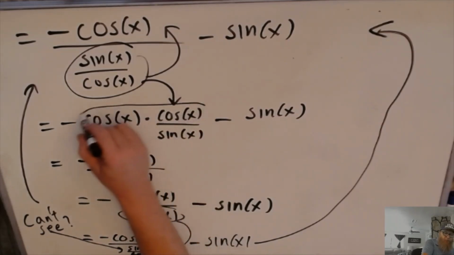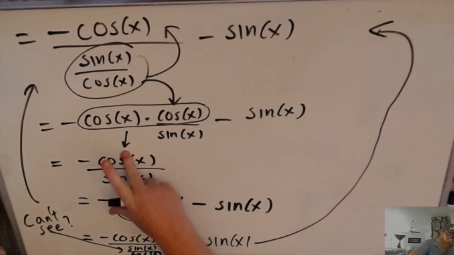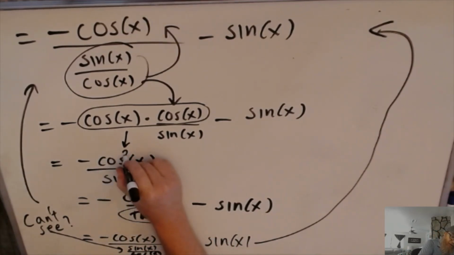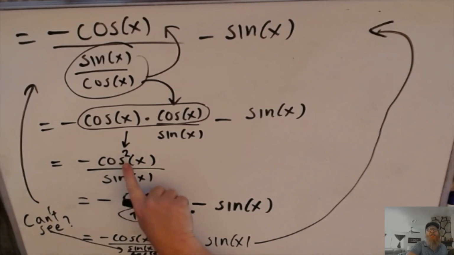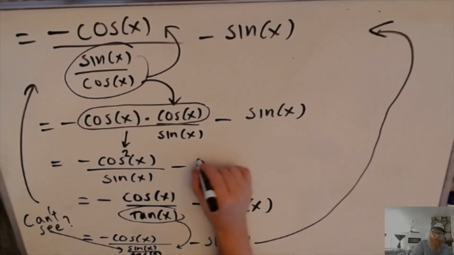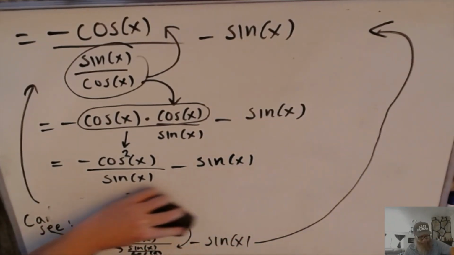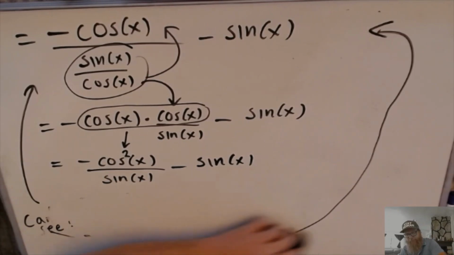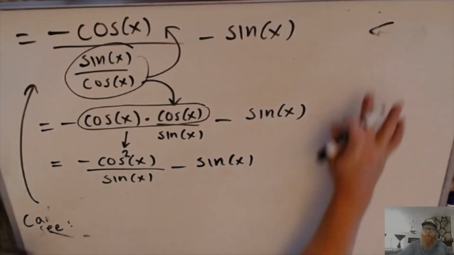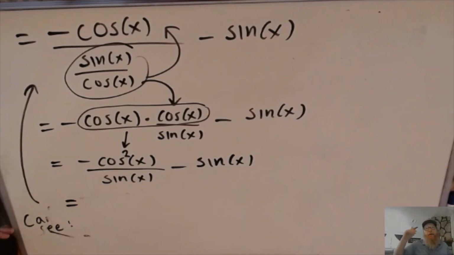Now I'm multiplying two cosines together, so that becomes cosine squared. Remember, we put the exponent after the letter s. It means the same thing as putting big parentheses around it and saying the quantity squared. This is a long one. It might take a third erasure to get through this.